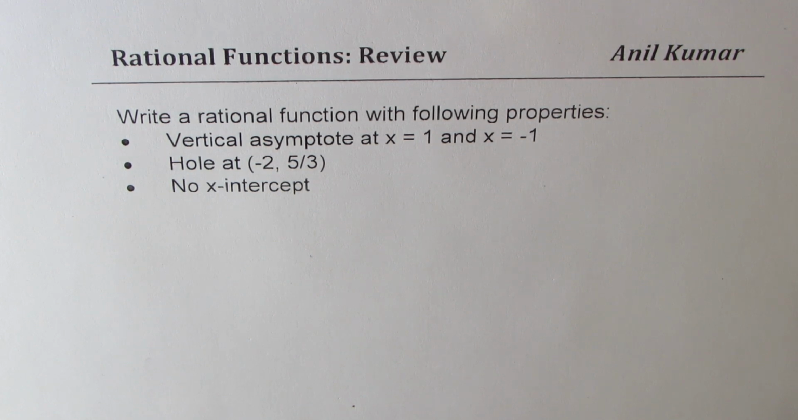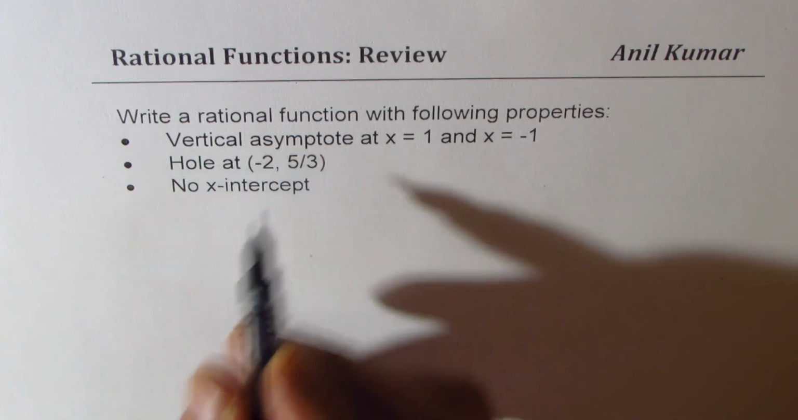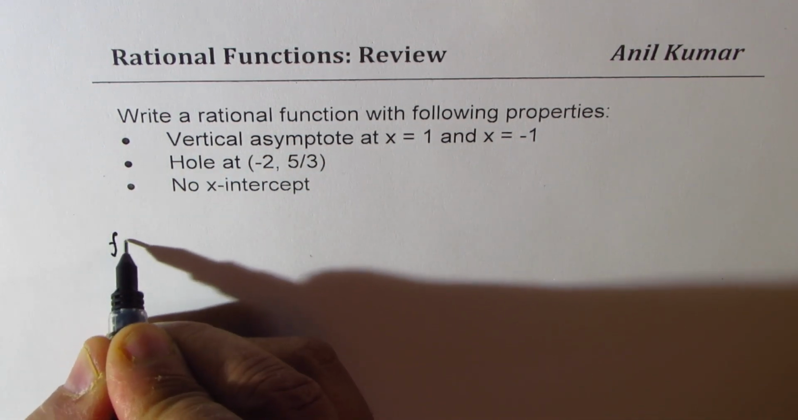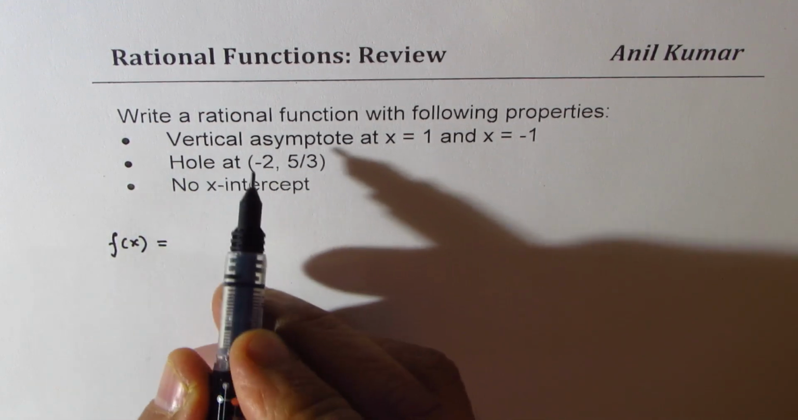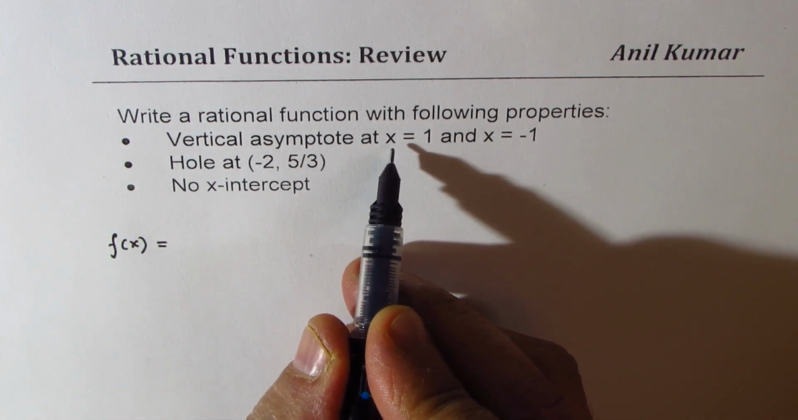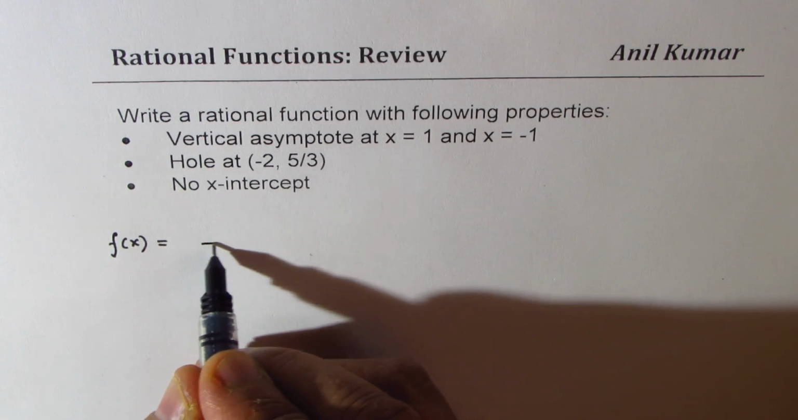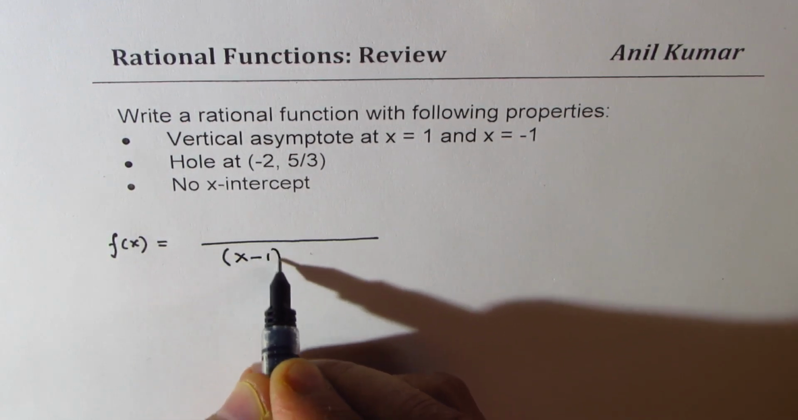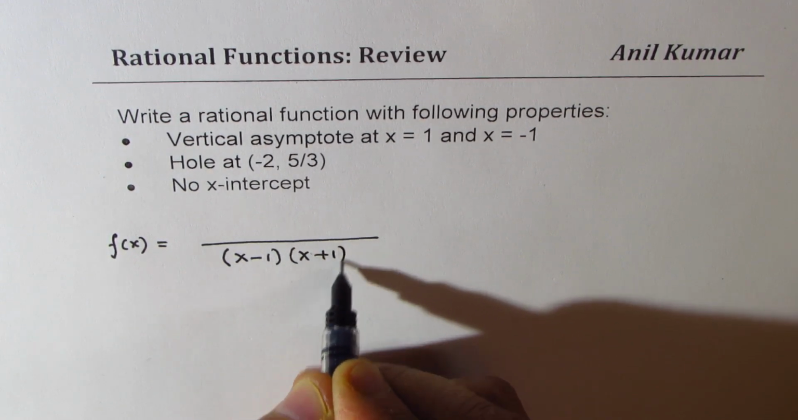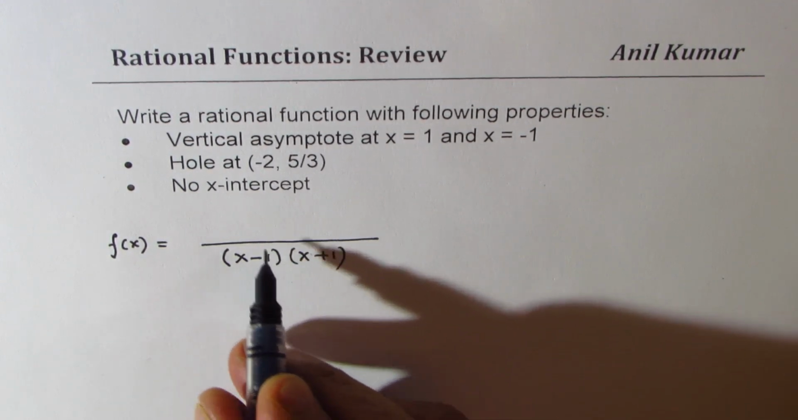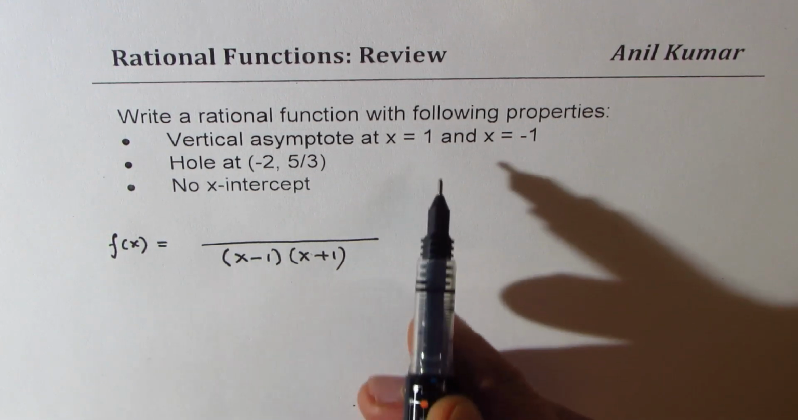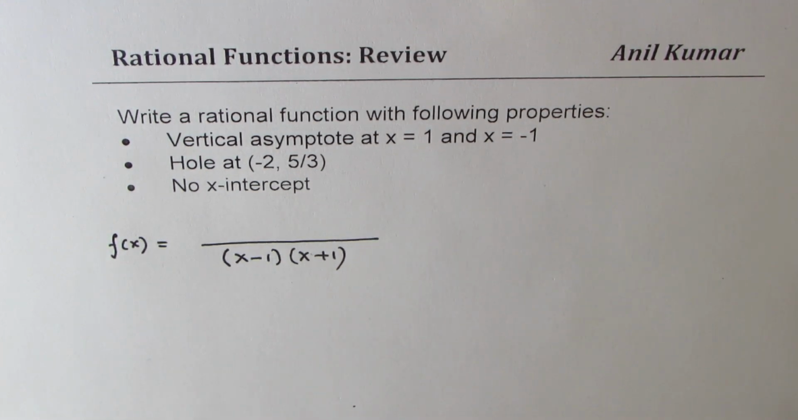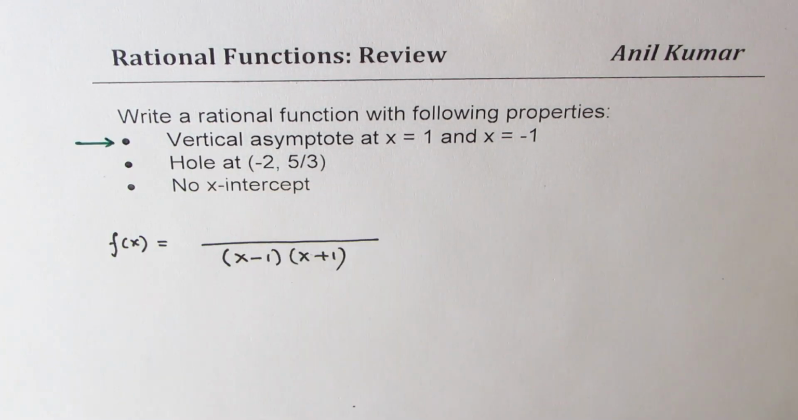Now let's understand how to solve such questions. Let's begin with the vertical asymptotes. Let's say the function is f of x, and if we want vertical asymptotes at x equals 1 and minus 1, that means we have two factors in the denominator. One is x minus 1, the other one is x plus 1. Now they should be 0 to give you the vertical asymptote at x equals 1 and minus 1. So that is what you get from the very first condition, correct?